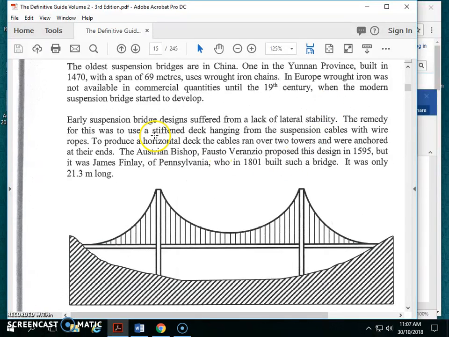So what people had is a stiffened deck hanging from the suspension wire to produce a horizontal deck, with two towers that were anchored at the ends. Italian Bishop Fausto Veranzio proposed the design in 1595. But it was James Finlay of Pennsylvania who built such a bridge in 1801. It was only 21 meters long.